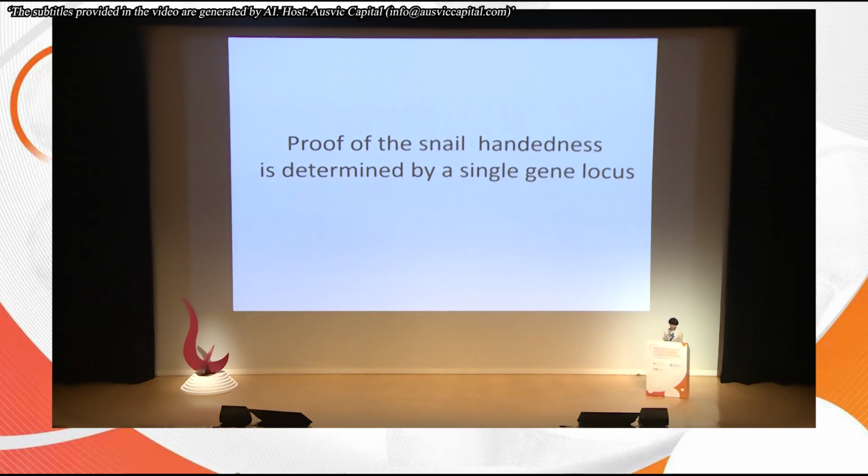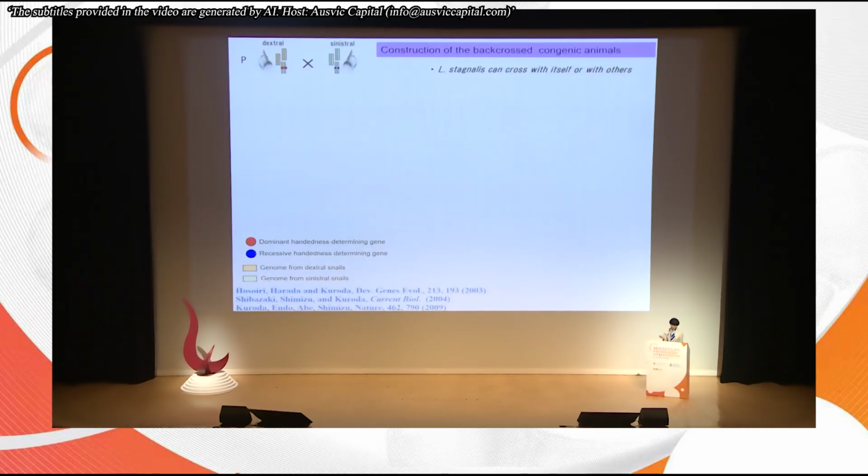Anyway, then I want to prove it's really a single gene locus. So it takes ages to do this work, but if you cross sinistral and dextral snails, pure sinistral, pure dextral snail, it's very difficult to cross because sexual organs have a chirality, but you can manage to do this in this snail. And you can produce F1.